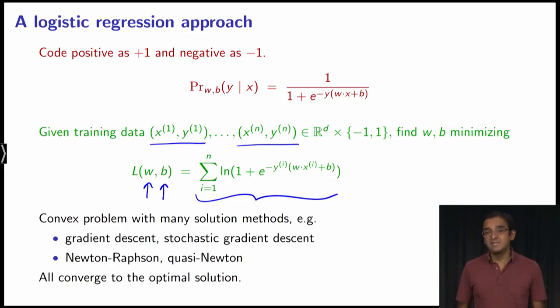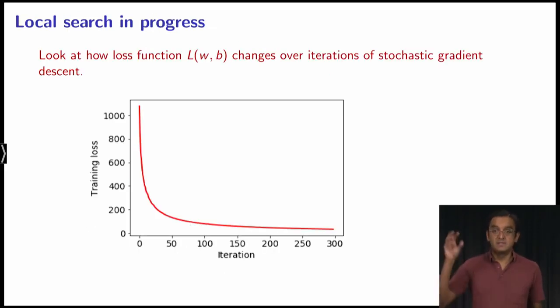As we saw last time, this is a nice loss function. It is convex, and it can be optimized quite easily using local search methods. There are many choices: gradient descent, stochastic gradient descent, Newton-Raphson, and so on and so forth. They all return the right answer. So what we'll do today is use one of these, stochastic gradient descent. This is a very important method, and we'll cover it in more detail next week. But for the time being, it's a local search method. It starts with some solution, some guess at W and B, and then it tweaks it a little bit, and it keeps tweaking it, and eventually it converges to the right answer.